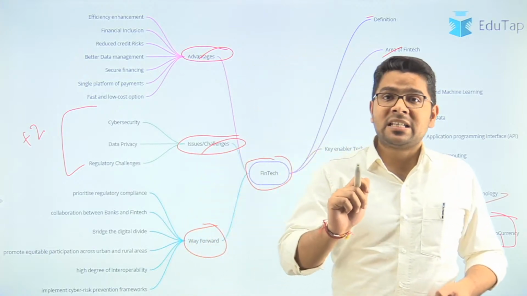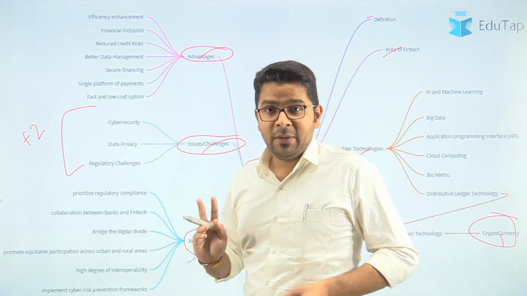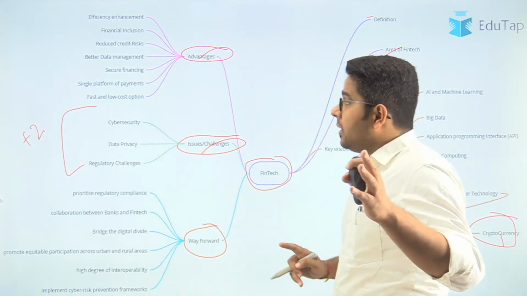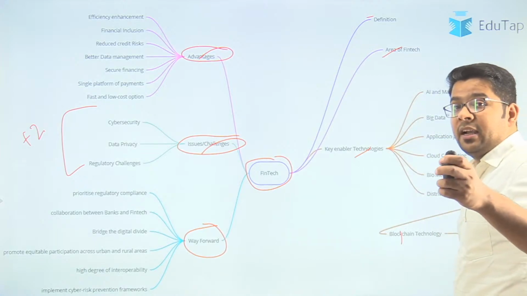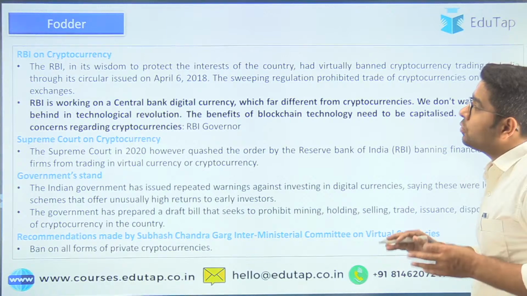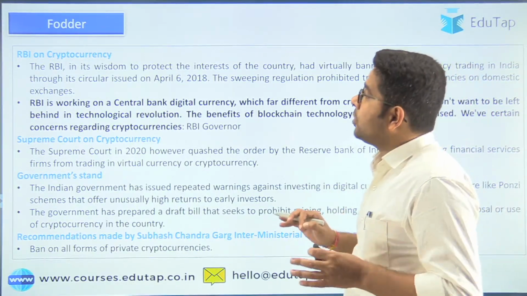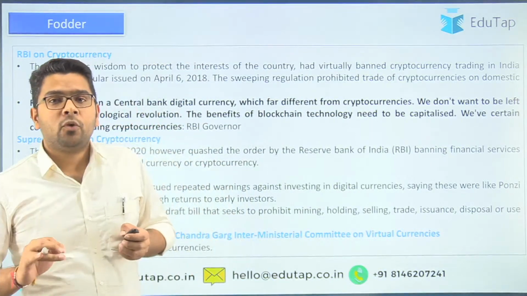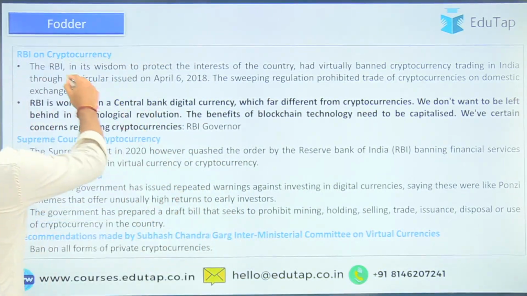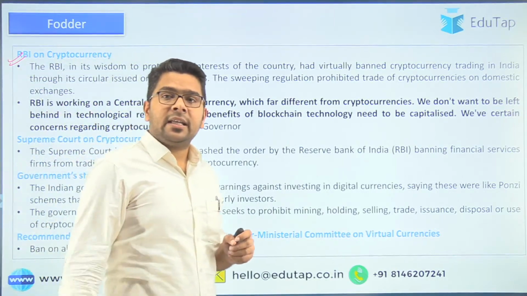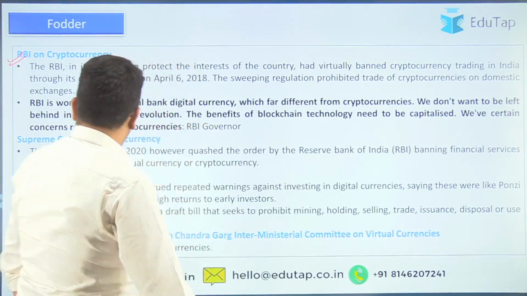That's why I deliberately asked about the theme of the first one. I mentioned the theme of the next two, but you need to keep that in mind regarding the objective part as well. So that is all about the fintech. Now coming to the last part, which is about the RBI's instance, the government's instance, as well as the Supreme Court's. So guys, I already explained that RBI has been against the cryptocurrency since 2018.